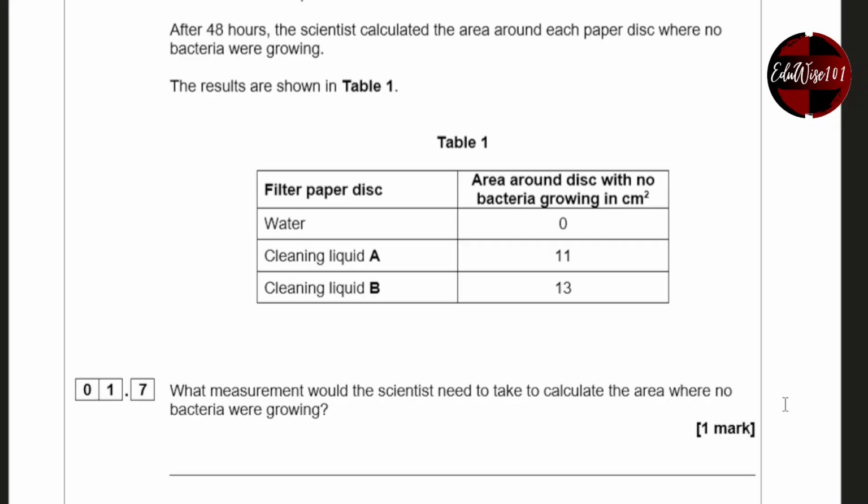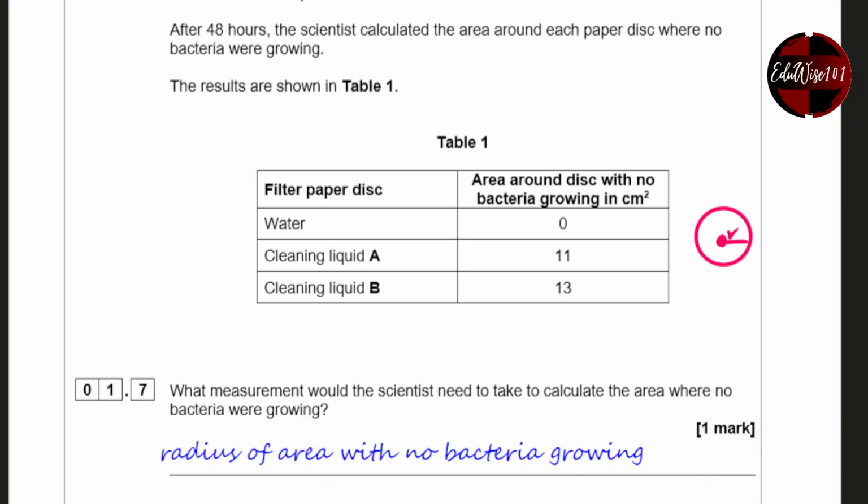What measurement would the scientists need to take to calculate the area where no bacteria are growing? Now, if you're going to calculate the surface area of a circle, so if that's the disc, you're literally looking at the area around where there is no bacteria. So you would need to measure the radius or the diameter. The radius is what you would actually have to measure. Radius of area with no bacteria growing.